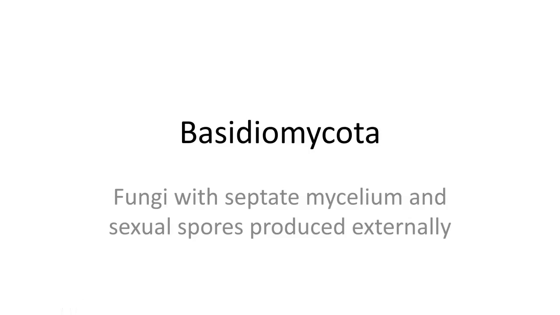The Basidiomycota, fungi with septate mycelium and sexual spores that are produced externally on the cell. So we can see a little bit of difference between the Ascomycota and the Basidiomycota here. When we start out, down in the corner I've got this little diagram, and what it shows is these two little spores which were originally haploid.